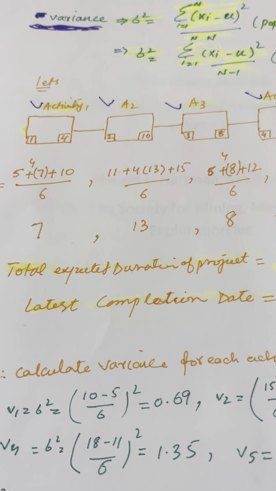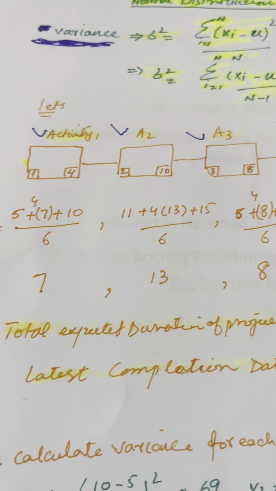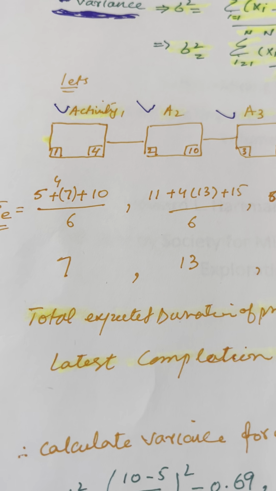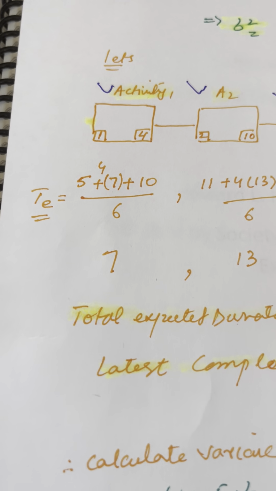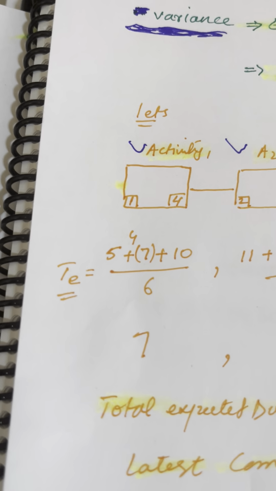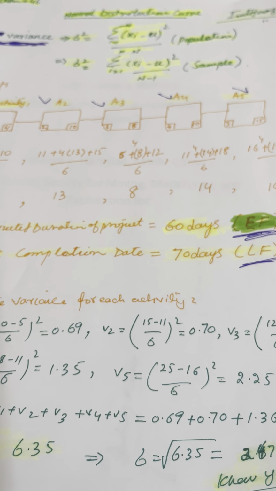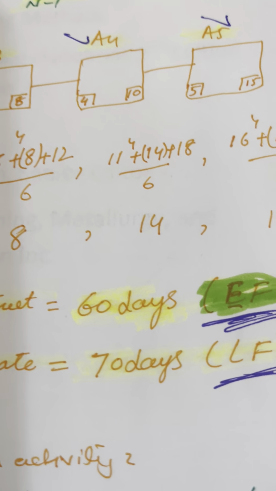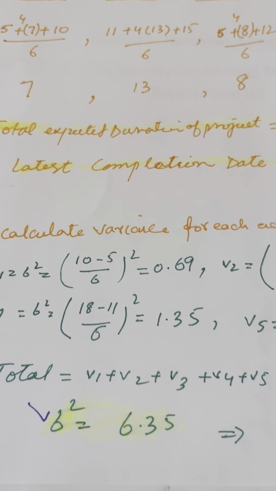And first, for each activity, as I told you in the last video, you do the beta distribution: optimistic time plus 4 multiplied by most likely time plus pessimistic time, divided by 6. This will give you the expected duration, the mean of the activity. Then you add all these, and this will give you the total expected duration of the project, which in project management we call the earliest finish. 70 days is the latest finish from the backside.